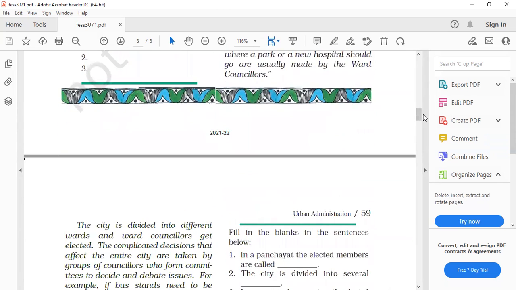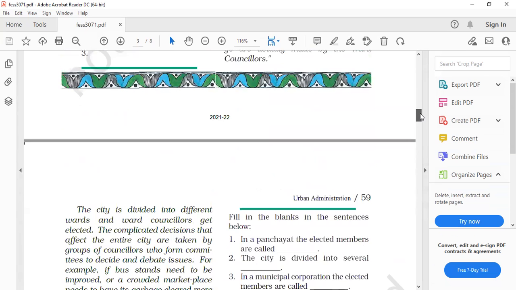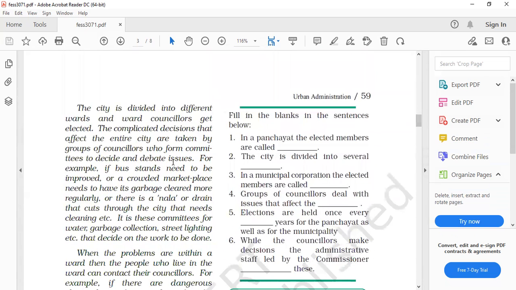See, here you can get a line that is in page number 59, that is, the city is divided into different wards and ward councillors get elected. Underline these lines, these are very important. That is, the city is divided into different wards and ward councillors get elected. Underline this.